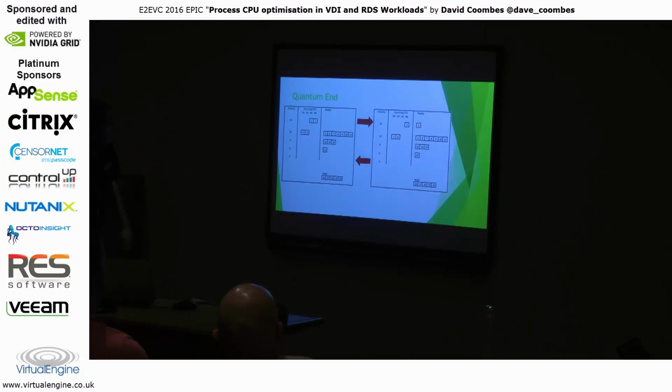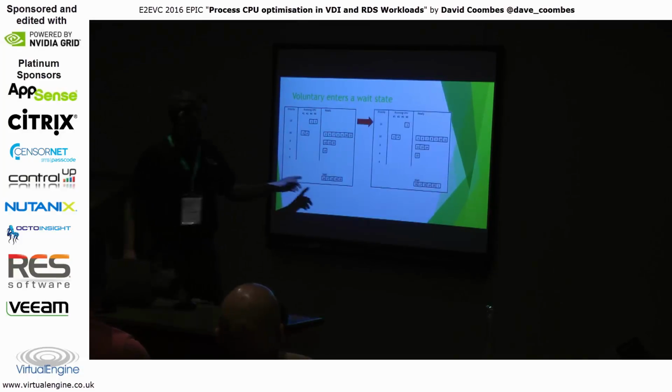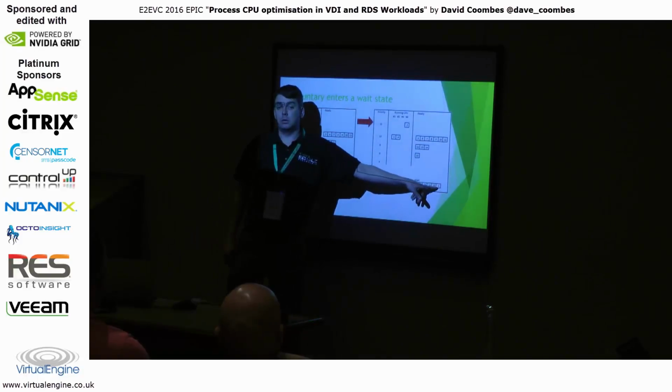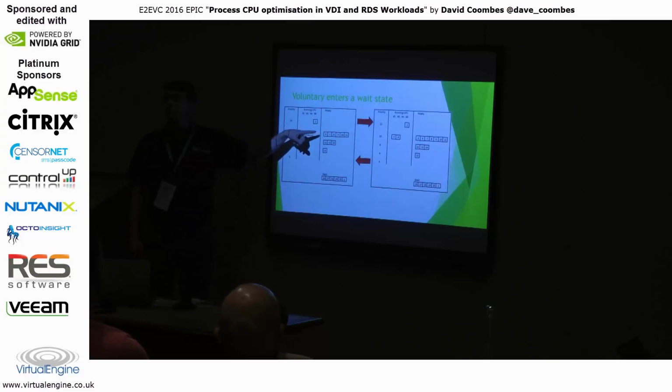Yeah, so that's just one. So you voluntarily enter a wait state. Same scenario, we've got 1, 2, 3, and 4 running at the moment. 1 calls sleep, so it goes down into the wait state. Now which one will run? 5. Yeah, exactly. 5 was the first of the highest queue, so now 5 gets to go.